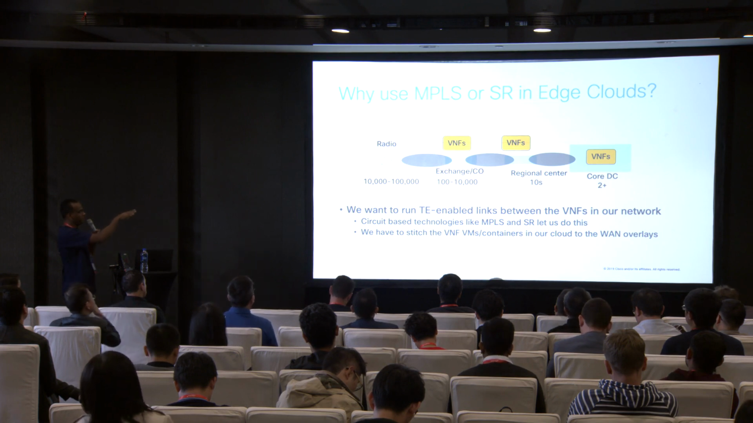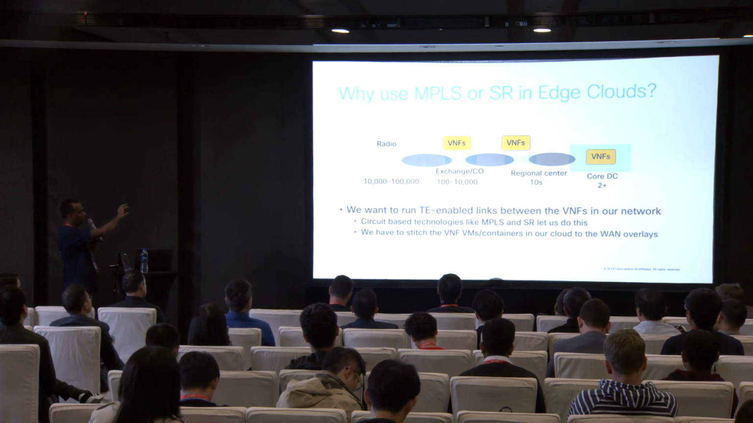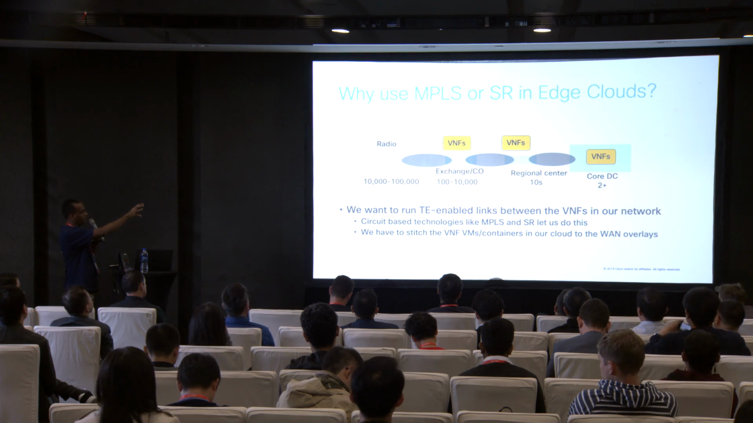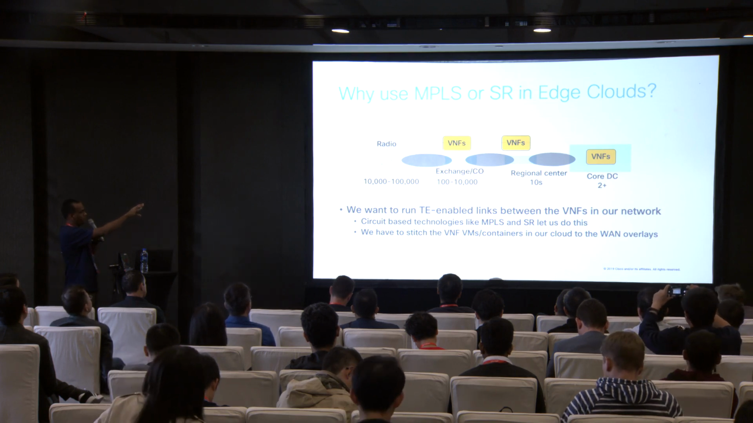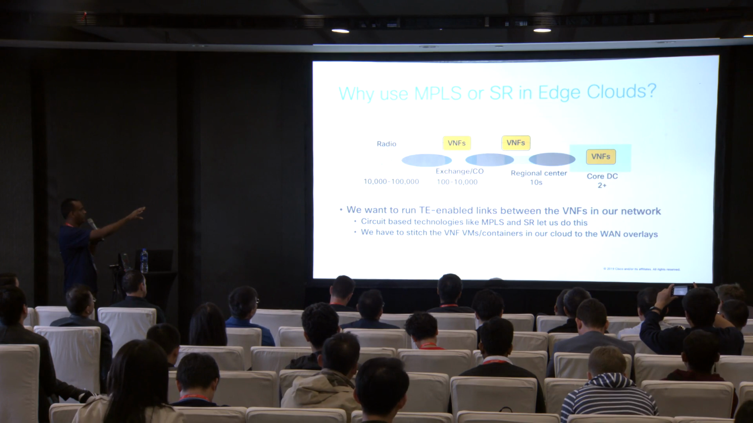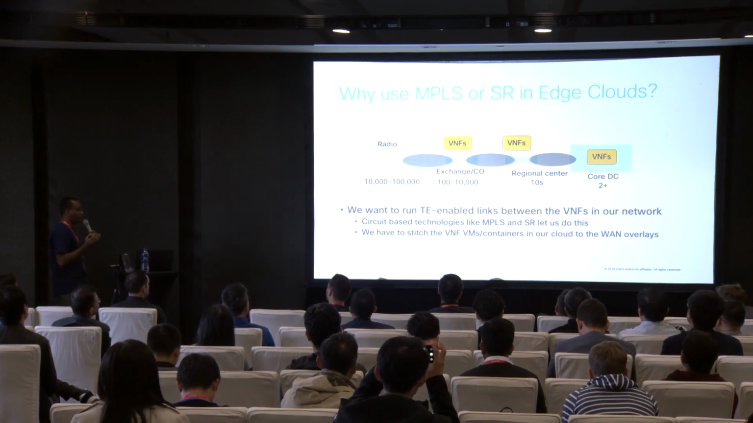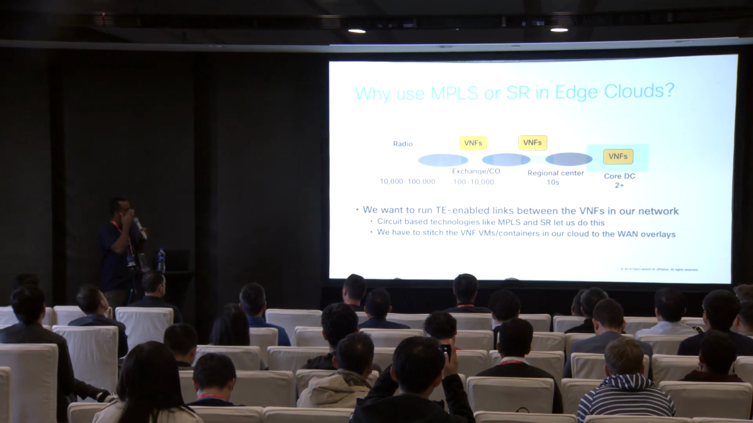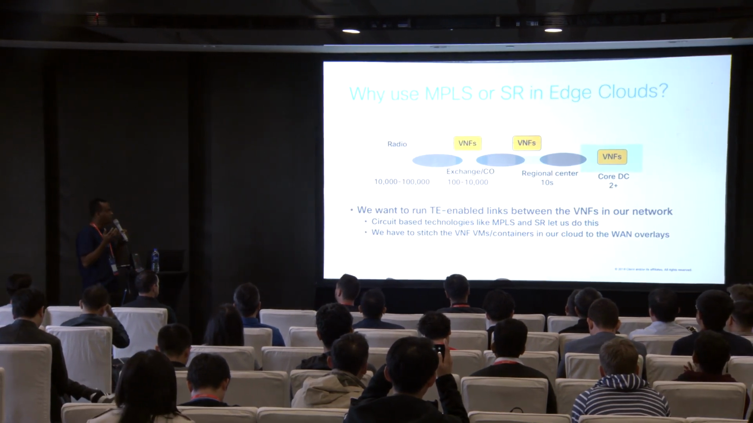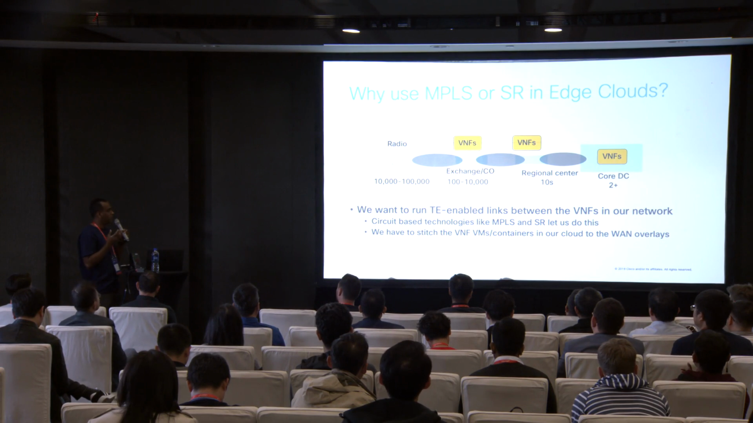And then in the regional center, you just take the traffic, and then you need to chain these VNFs, and then the traffic goes all the way to the core, and all these need to be chained. And how would you do that? You typically do that with an overlay, and here the overlay could be an MPLS, or it could be SR.